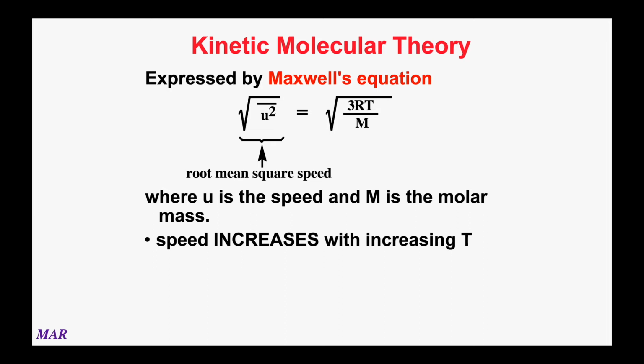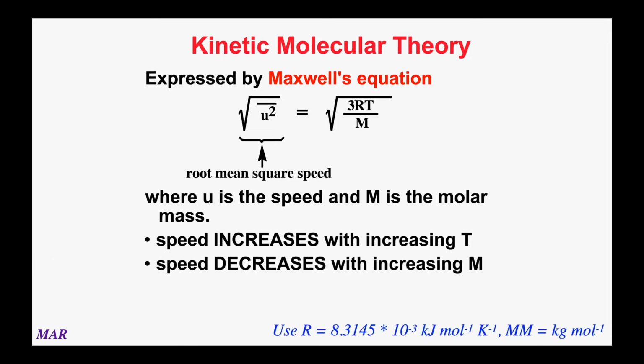And that's what we also saw in the last slide. 1/2 mv squared equals 3/2 kT. Speed and temperature were on opposite sides. Absolutely, it's going to make a big difference. On the other hand, speed will decrease as you increase the molar mass. And this may not be too intuitive, so let me use an example.